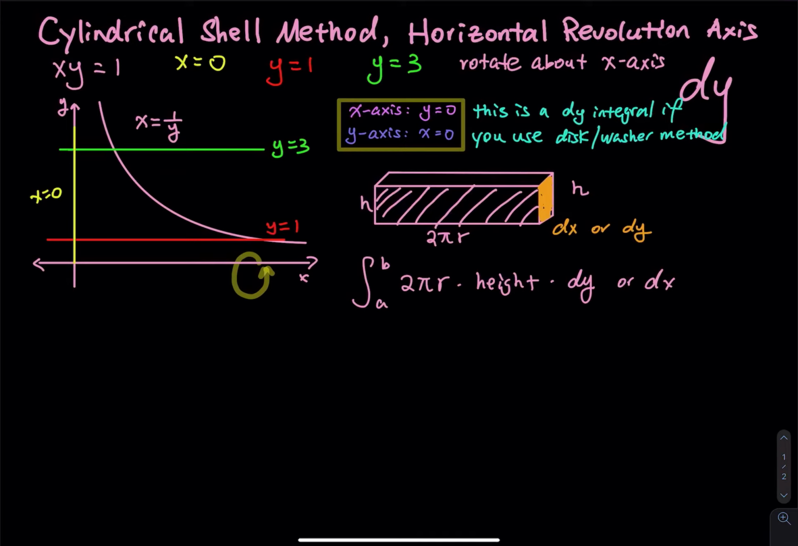In this video, we will discuss the cylindrical shell method. In this problem, the revolution axis, I put that on the x-axis. So since the x-axis is horizontal, then the integral is a dy integral. So let's take a look at the function.